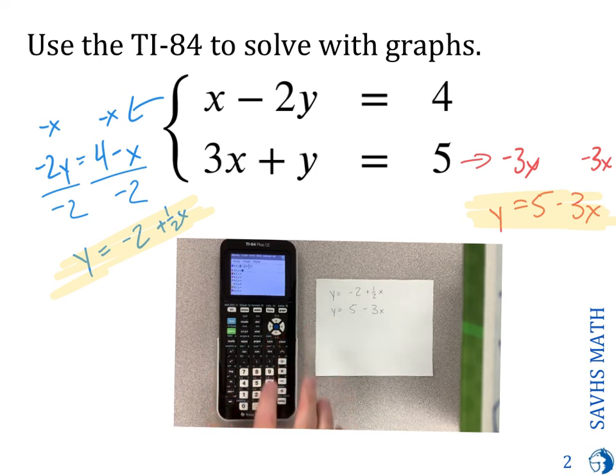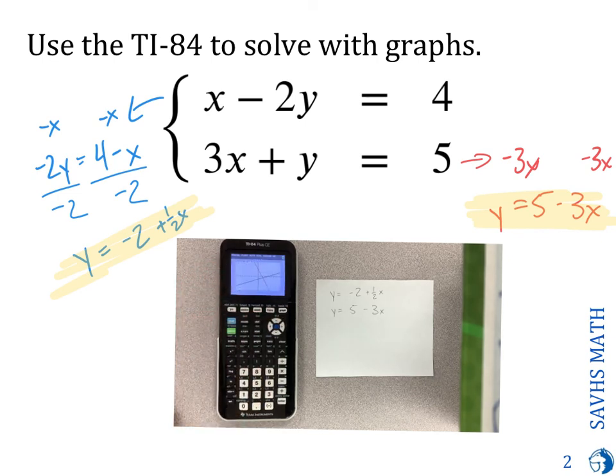Then I'm going to click down, and I'm going to type in 5 minus 3x, 5 minus 3x. To see those two lines, I'm going to click graph. If you have one of these color edition ones, then you can see the colors matching up with the two equations here, so the blue one and the red one.